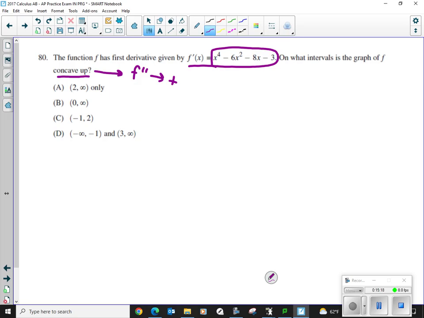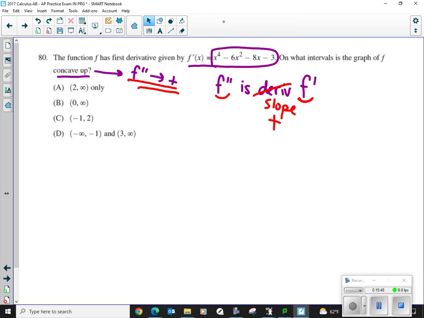Why not? I know the second derivative is the derivative of the first derivative, okay? Or I can replace derivative with slope. So if I want to figure out where the second derivative is positive, I can just figure out where the slope is positive of this graph, because the second derivative is the slope. Or I can graph the second derivative, which is crazy.